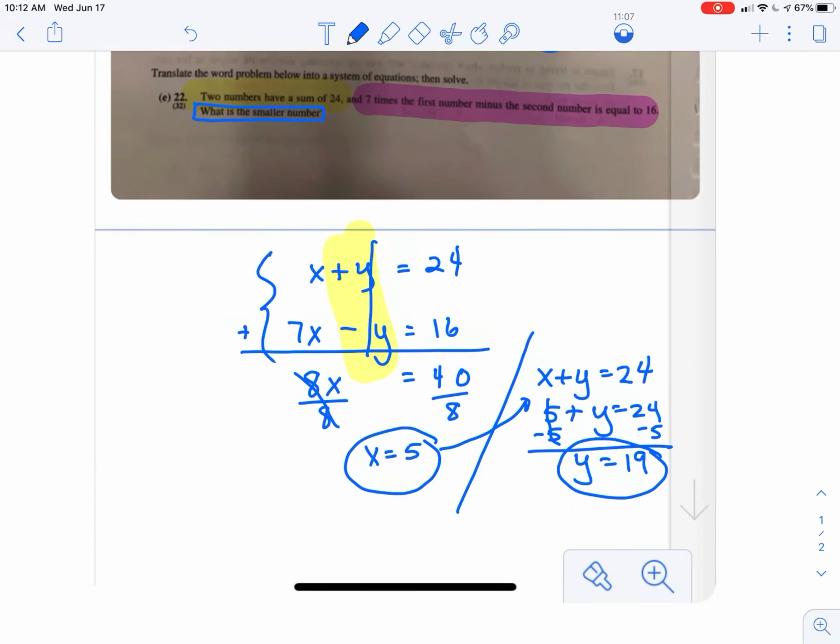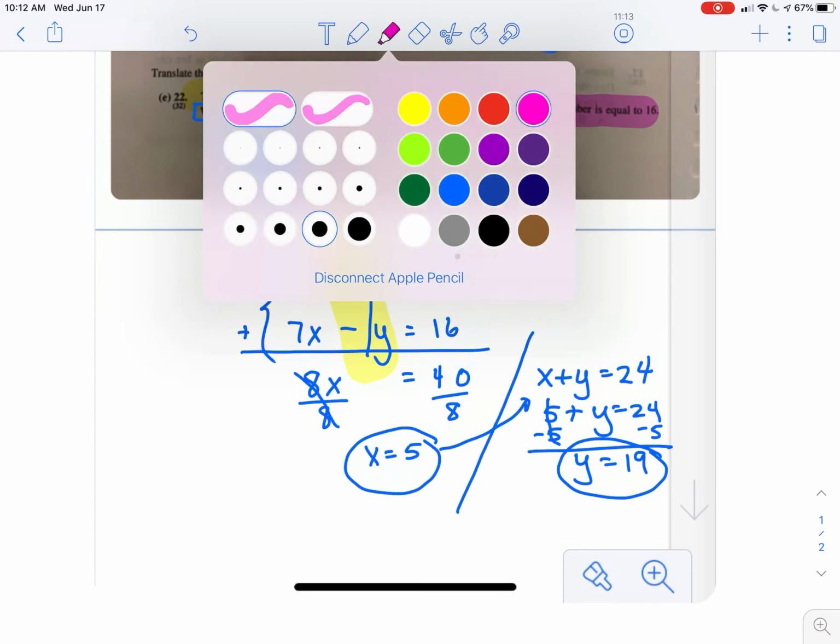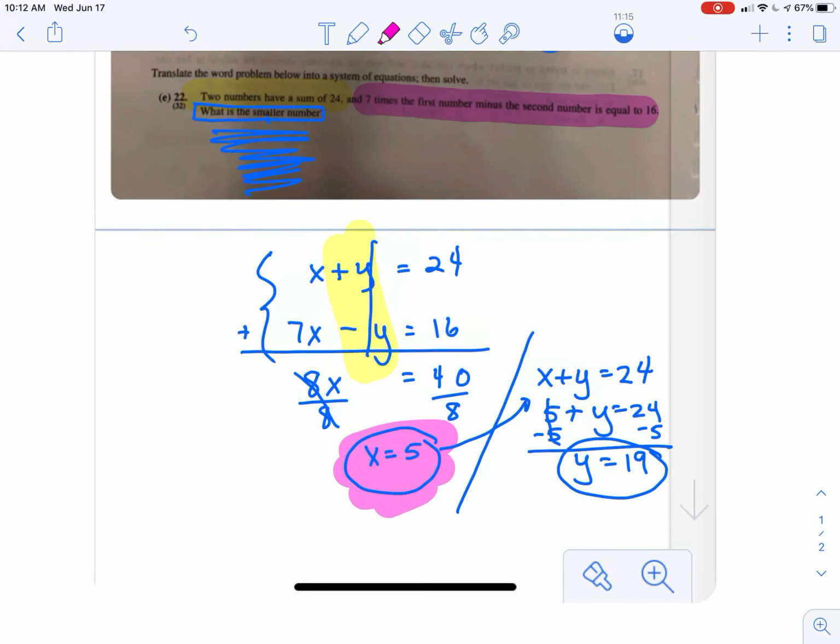Okay, but the question was, what is the smaller number right up here? The smaller number then is actually 5. So that is the solution, or the answer. The solutions are 5 and 19, but the answer to this problem, they're asking for the smaller one, which is 5. So 5 is your answer to that problem.